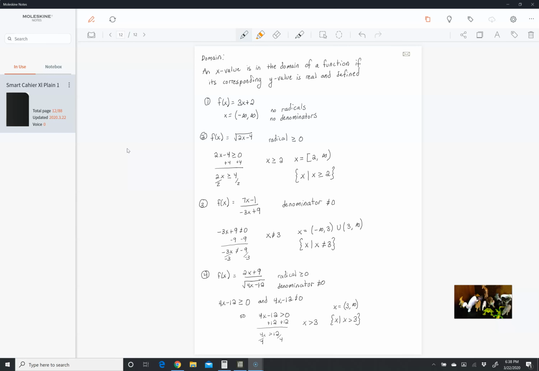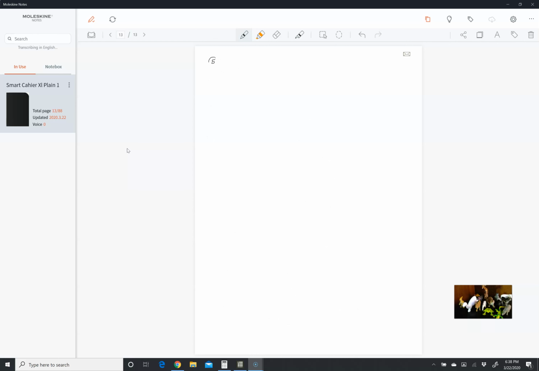Okay. And then we have one last situation, and the last situation is if we have both, but this time the radical is in the numerator. So we have f of x is equal to, let's say, the square root of, let's make this negative 2x plus 10 over, let's make it, I want to try and make it easy numbers. So let's make it 3x minus 9.